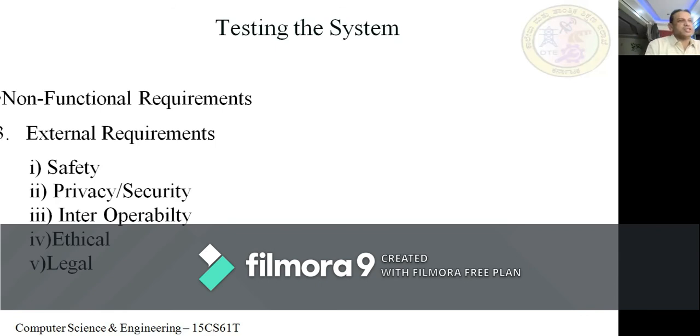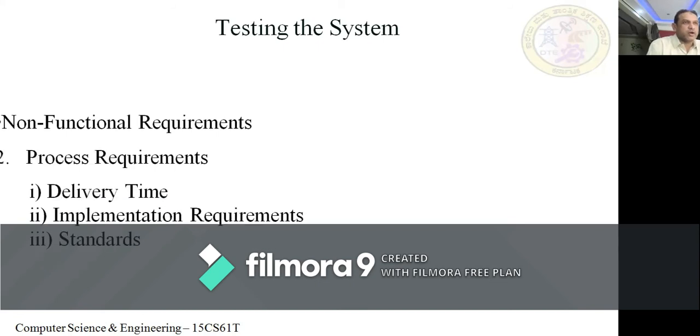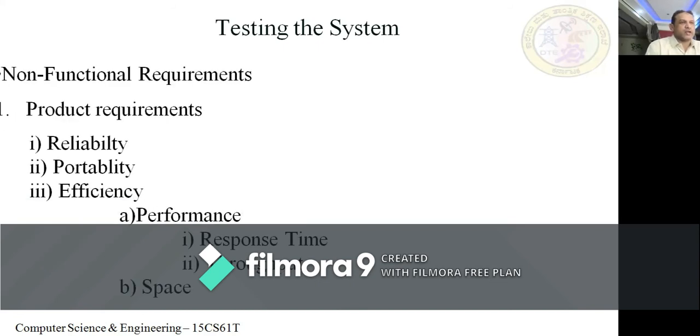So these are the functional and non-functional requirements. We need to do 2 types of testing: functional testing and non-functional testing. Functional requirements tell what the software does, whereas non-functional requirements are of 3 types. Product requirements: reliability, portability, efficiency. Again in efficiency, performance and space. And in performance, we need to test response time and throughput.